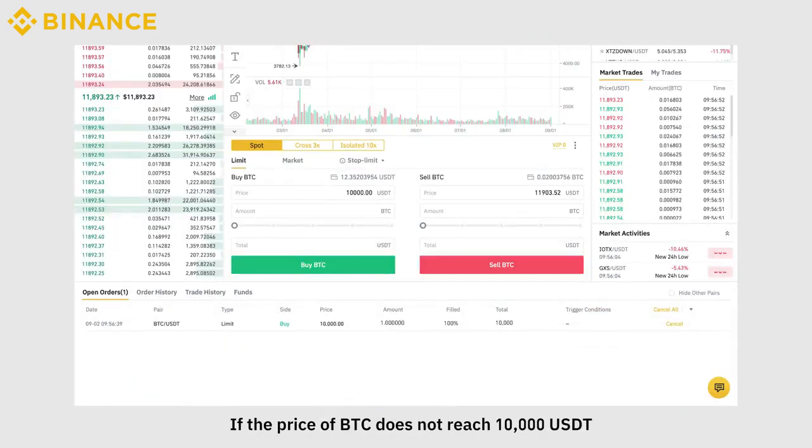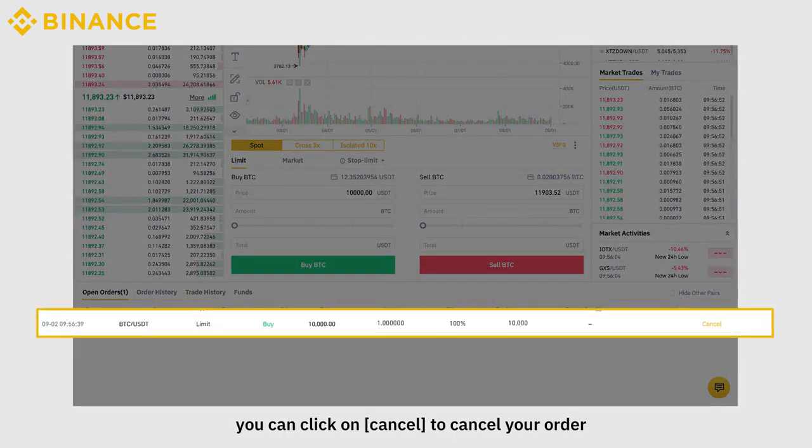If the price of BTC does not reach 10,000 USDT, or you no longer want to wait on the order, you can click on Cancel to cancel your order.